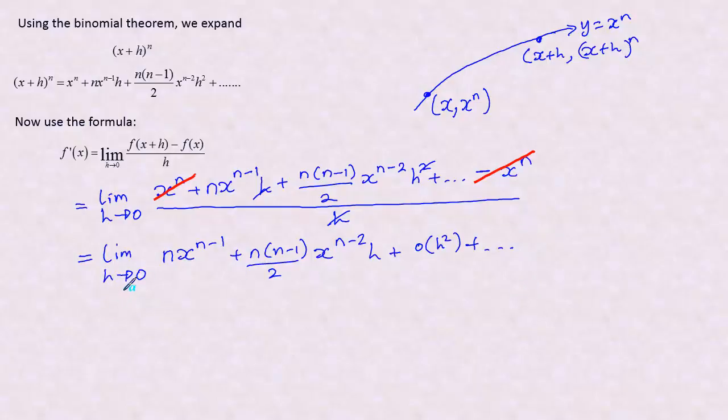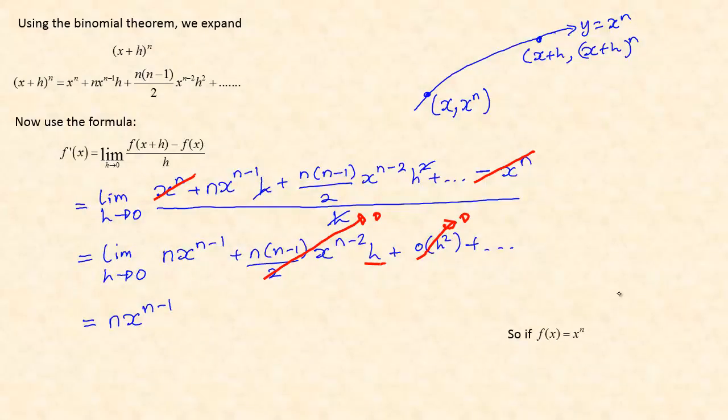Well, we're looking at h tending to 0. So what's going to happen is this term is going to tend to 0 because it has an h, and this one would tend to 0 because it's got an h squared, and so on all the way down the line. So we end up with the only term that doesn't contain an h, which is n x to the n minus 1.